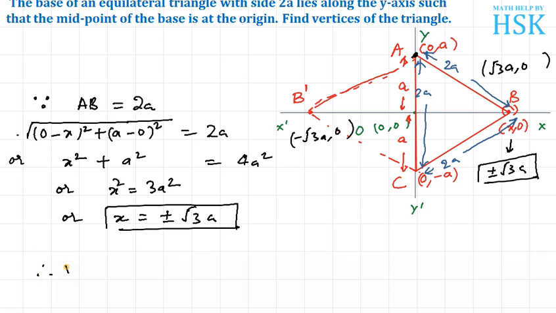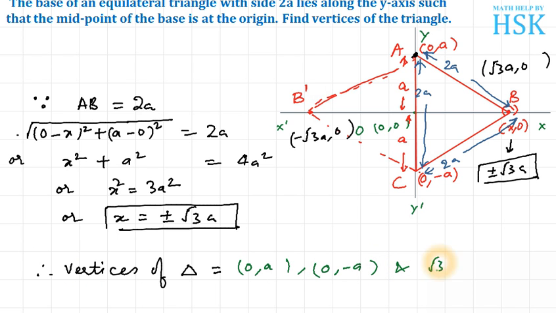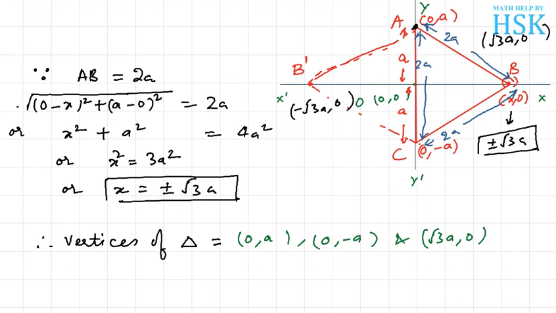Therefore, the vertices of the triangle are: there are two options. First, I can write this as (0, a), (0, minus a), and (root 3a, 0). And the second condition is this: (0, a), (0, minus a), and (minus root 3a, 0). So this is my required answer.